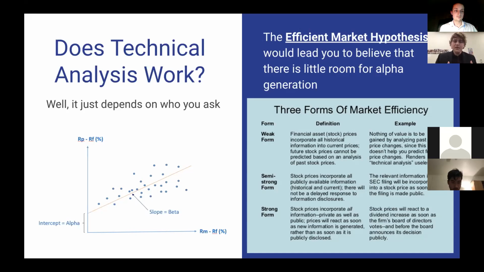So the whole point of a quantitative hedge fund existing is alpha generation. And you can see on the chart on the left this breakdown of alpha generation and what it really means. On the x-axis, you see the return on the market minus the risk-free rate. And on the y-axis, we see the return on the portfolio minus the risk-free rate. I'd like to point out here that the intercept of this plot would be equivalent to the alpha of the underlying portfolio, right? So however much the portfolio returns in excess of the underlying market.